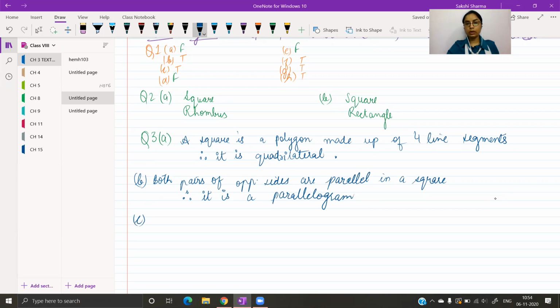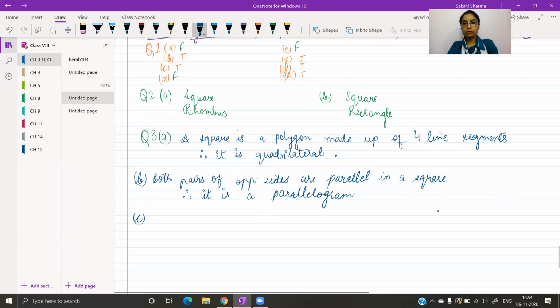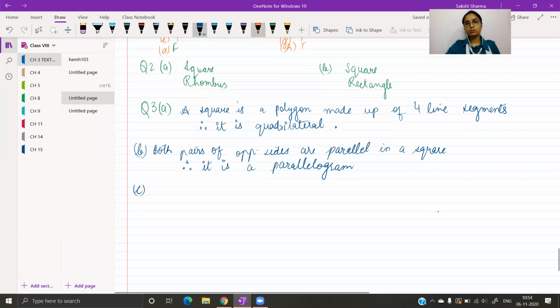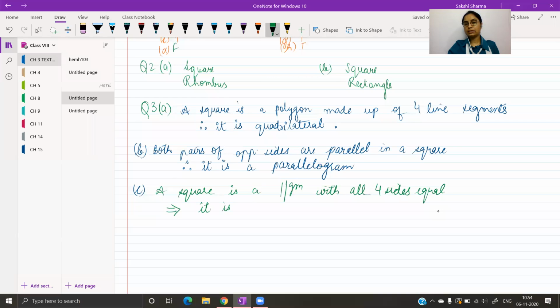Then how do you call a square a rhombus? A rhombus is a parallelogram in which all four sides are equal. This is what we will be writing for the square. A square is a parallelogram with all four sides equal. This implies it is a rhombus. This part here, parallelogram with all four sides equal, means it's a rhombus. Both pairs of opposite sides are parallel. This is a parallelogram. A polygon made up of 4 line segments is a quadrilateral.